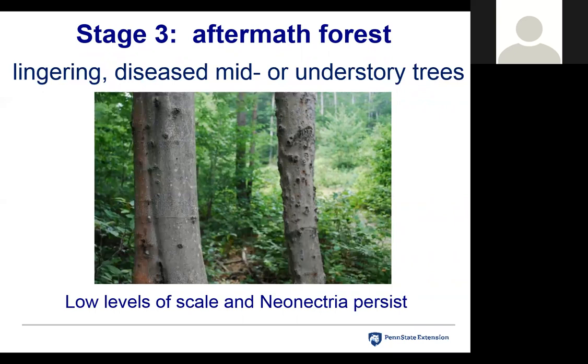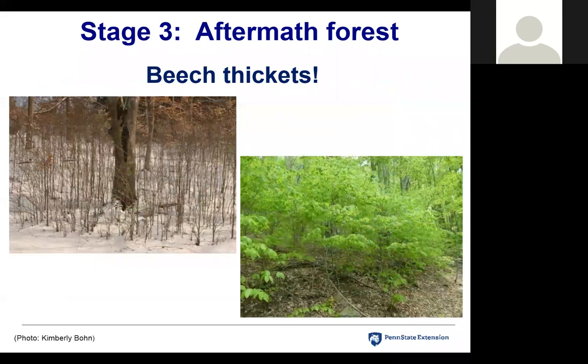So even throughout the aftermath forest, which lasts for decades now, you'll still see low levels of the scale and the neonectria persist. So you're always going to have very slow infestations, these lingering trees that we probably want to die, and they persist. And of course, I think this is what we're all familiar with too.